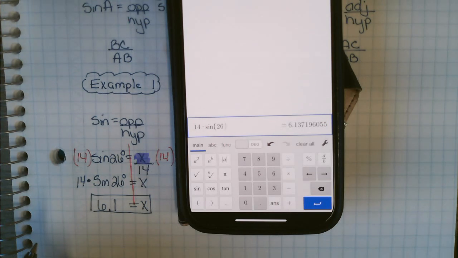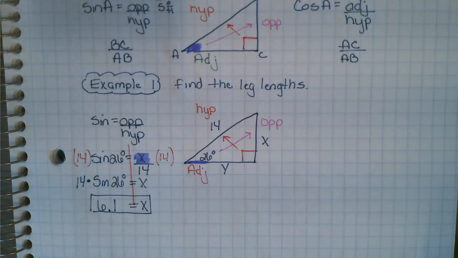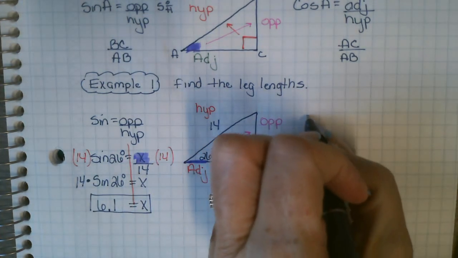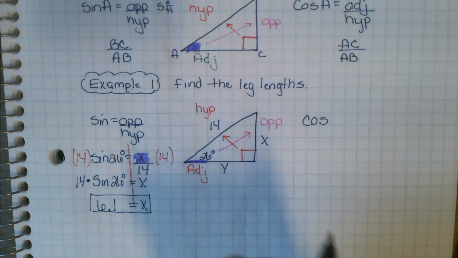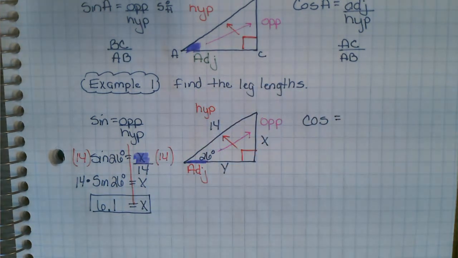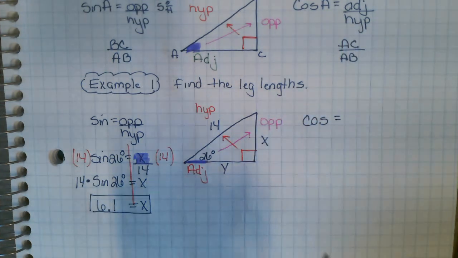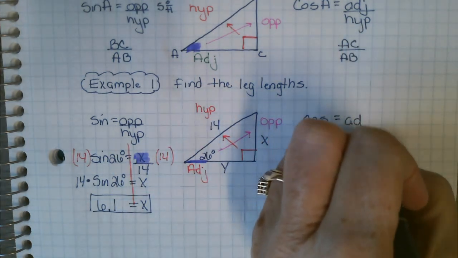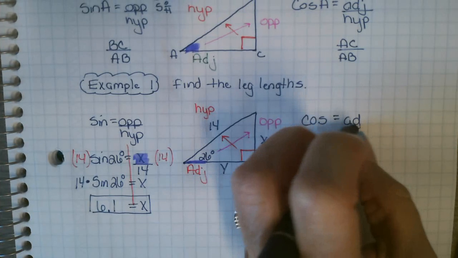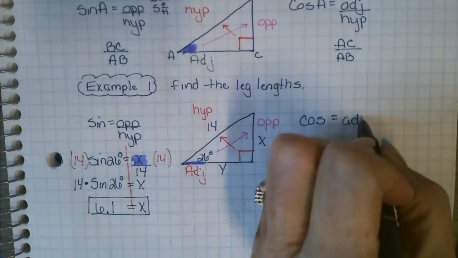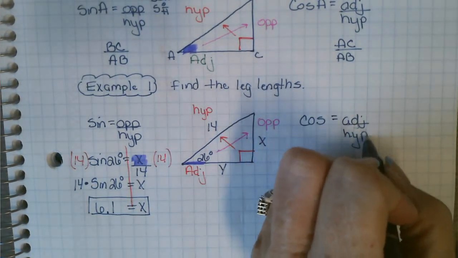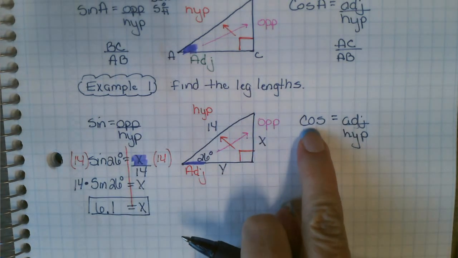So again, this one's much easier than what we just did with tangent, because all you have to do is multiply it. Alright, so that was sine. So now we're going to come over here to cosine. And cosine is equal to, again, if we come back up here, adjacent over hypotenuse, adjacent over hypotenuse.